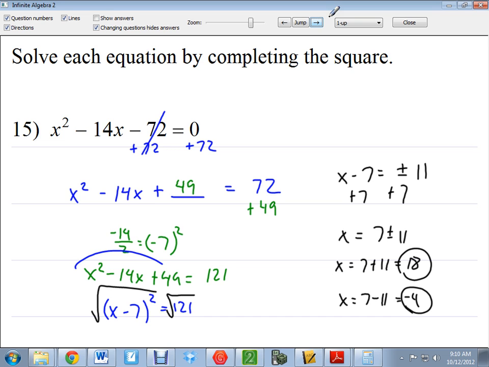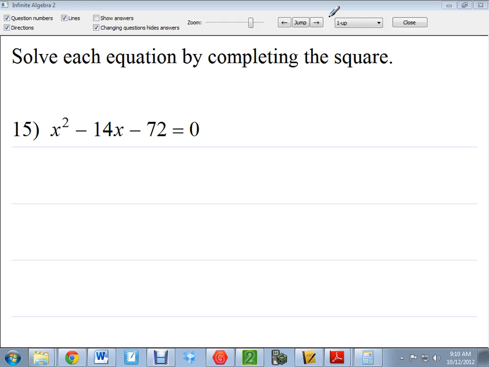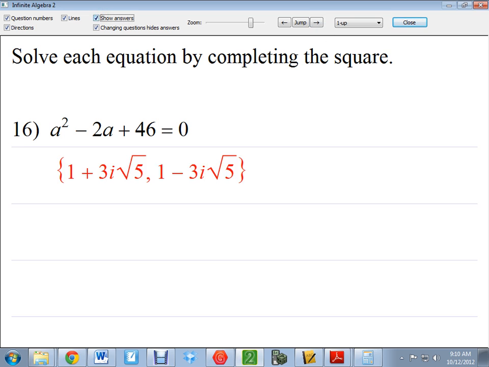Let's do another one, preferably one that doesn't have a nice answer at the end of it, like 4 and 18. Those are pretty numbers. So let's find one that has an i or something involved in it. We can't factor this. We could quadratic formula this. I'm going to complete the square.